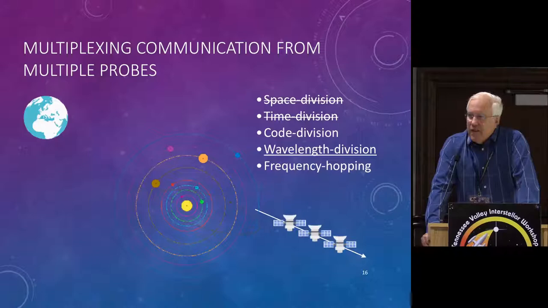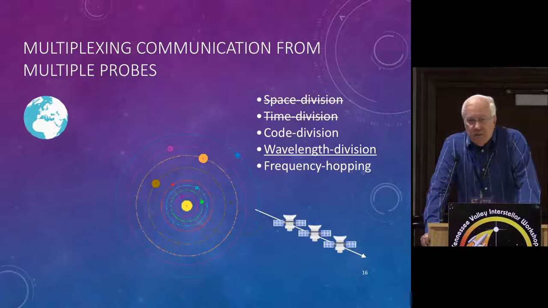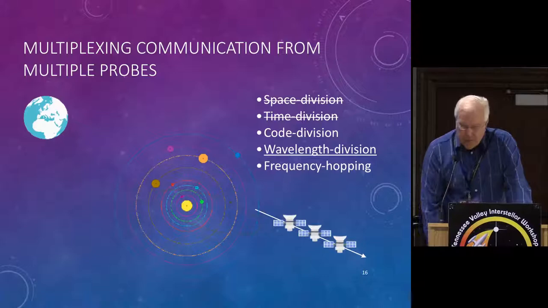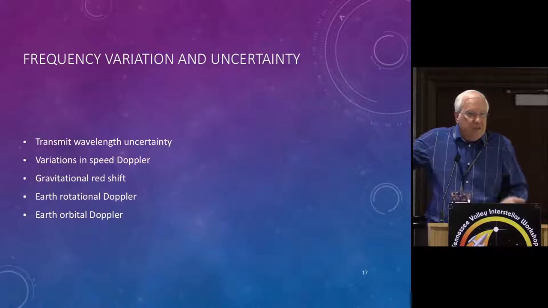The technique that seems to make the most sense as a starting point is wavelength division, that each Starshot transmits on a slightly different wavelength so that they don't overlap each other. And that's the technique that I will focus on. The challenge that we have in doing that is that there's frequency variation and uncertainty. So we have to have enough guard bands between these transmissions to keep them separate in the face of any uncertainties in wavelength or frequency.